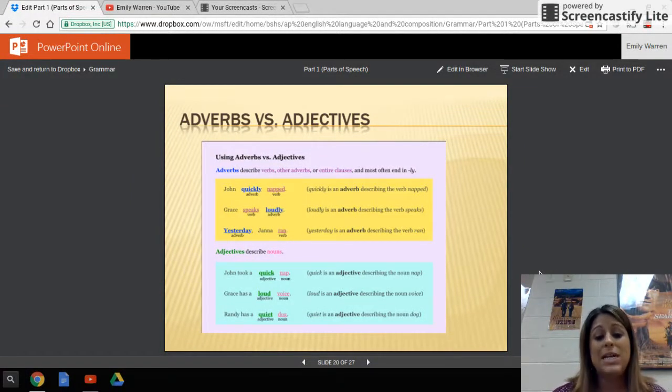Our next sentence, Grace speaks loudly. Loudly describes her action, how she is speaking, so it is an adverb. Yesterday, Jana ran. So yesterday is describing the verb ran, so therefore yesterday is an adverb. Okay? And remember that adjectives describe nouns, adverbs describe verbs.